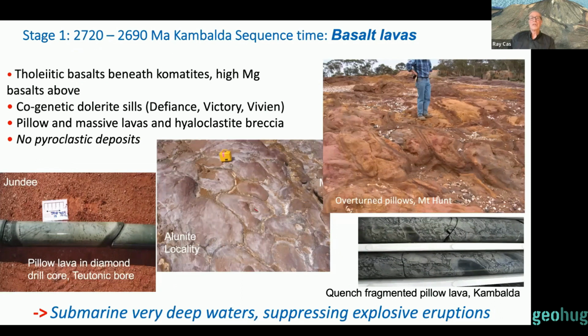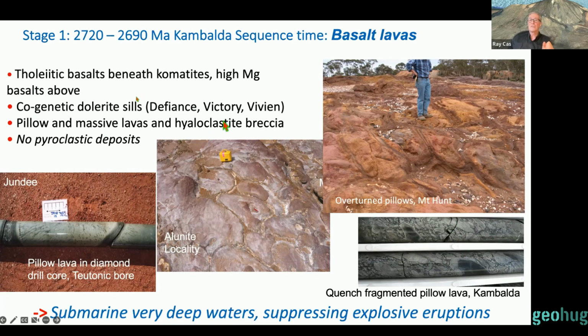Then also in this sequence, the Kambalda sequence, we have widespread basalts, and they range from being tholeiitic beneath the komatiites with which they're intercalated to high magnesium basalts above the komatiites. And these extend for 500 to 600 kilometres along strike from Kambalda in the south, again right up to Jundee and further north. There are cogenetic dolerite sills in various locations along the belt, and the principal basaltic lithofacies are pillow lavas, massive lavas, and associated hyaloclastite breccias.